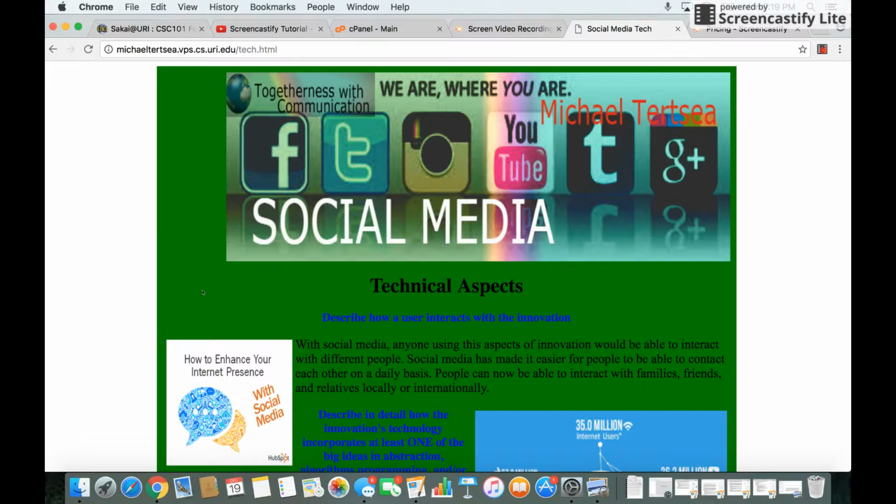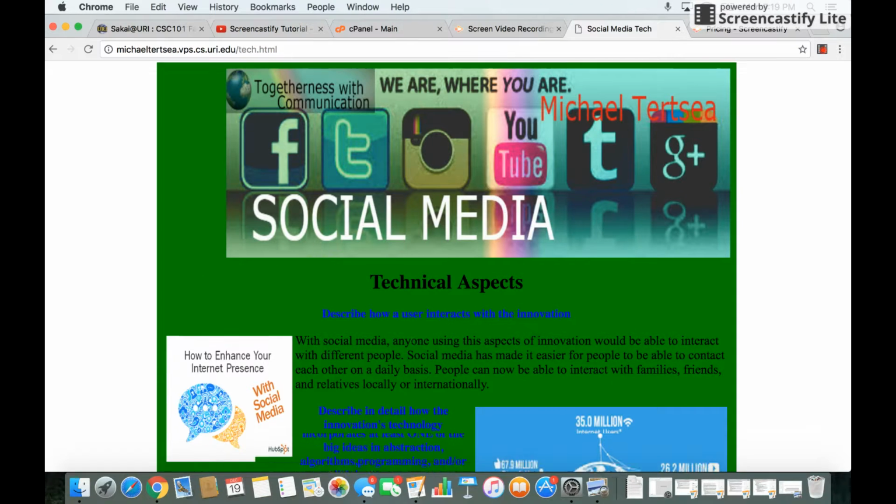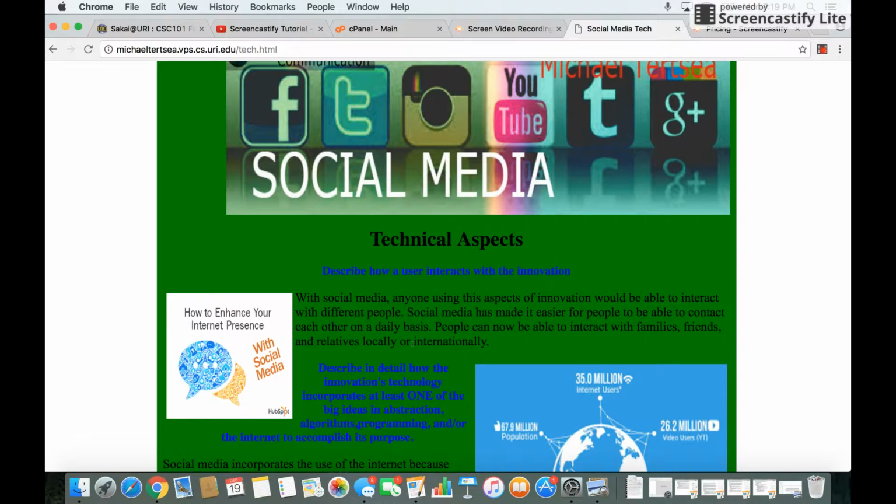Technical aspects. Describe how a user interacts with the innovation. With social media, anyone using this aspect of innovation will be able to interact with different people. People can now interact with families, friends, and relatives locally or internationally, which makes it very easy because people all over the world are finding ways to interact with others through Facebook, Twitter, Instagram, and all the social media apps out there.